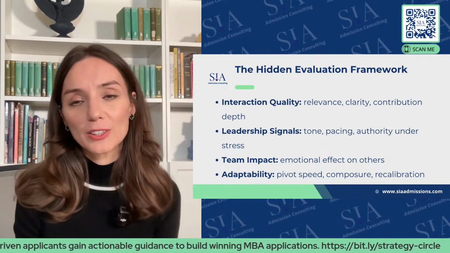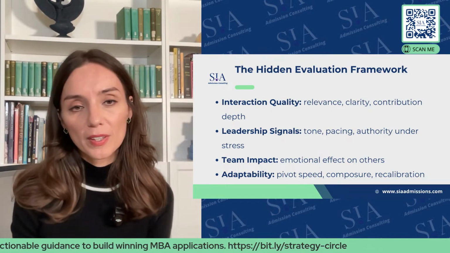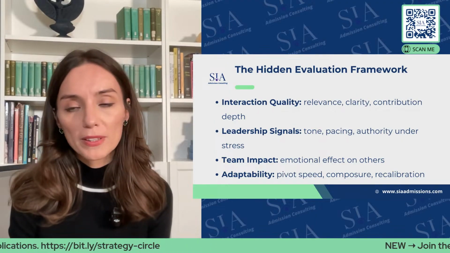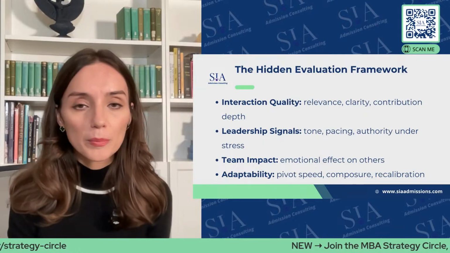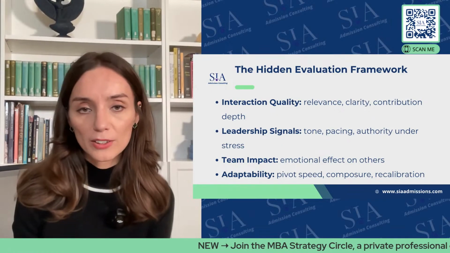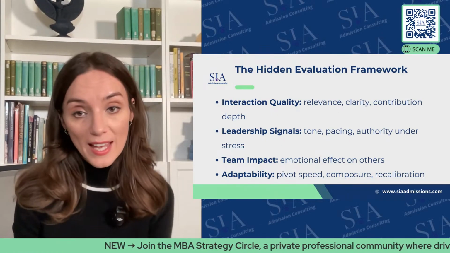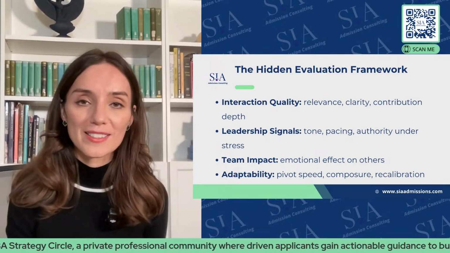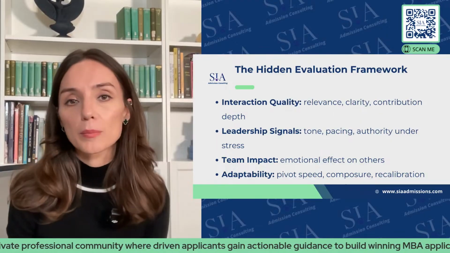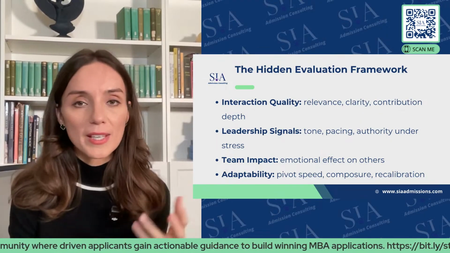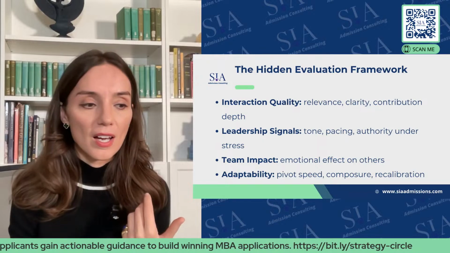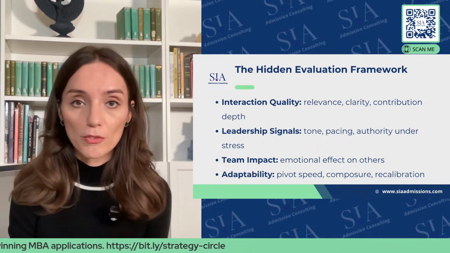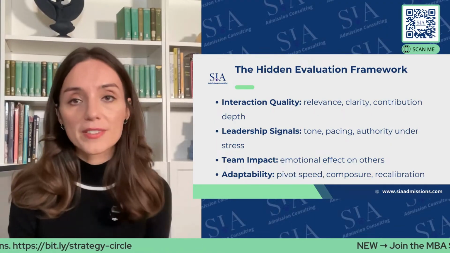So let's talk about the evaluation grid the moderators use. First is interaction quality. Every comment you make is rated on clarity, brevity, and contribution value. Are you adding new insight, or recycling what's been said? Wharton absolutely prizes being precise with your language. So if someone says something that you agree with, and all you do in your contribution to the discussion is regurgitate what they said in different words, that's not adding value.